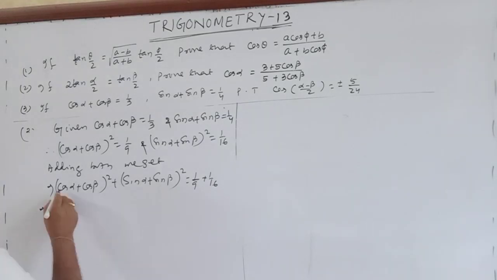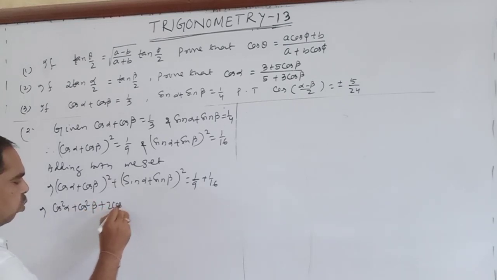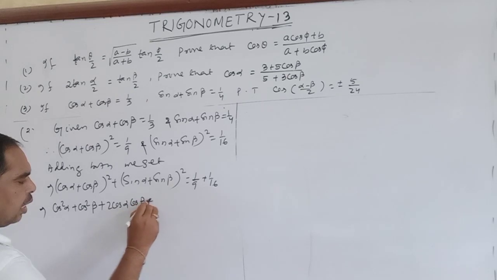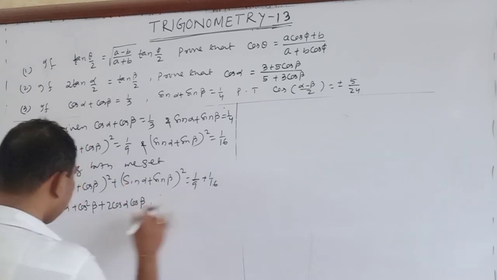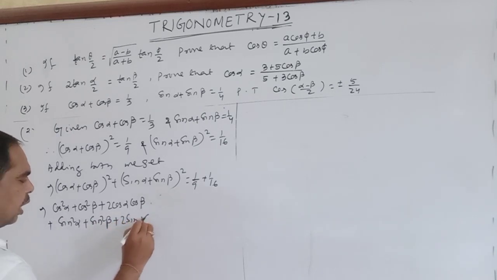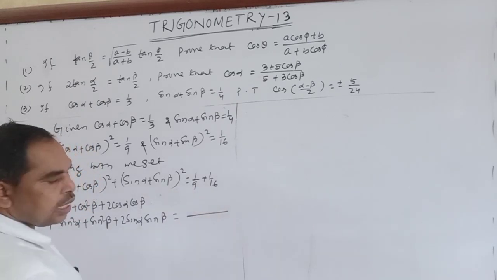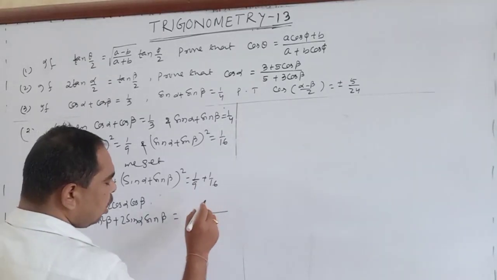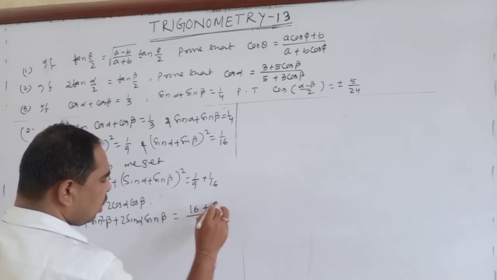So this implies cos square alpha plus cos square beta plus 2 cos alpha into cos beta plus sin square alpha plus sin square beta plus 2 sin alpha into sin beta is equal to, the LCM of 9 and 16 is 144, so this is (16 plus 9) by 144.